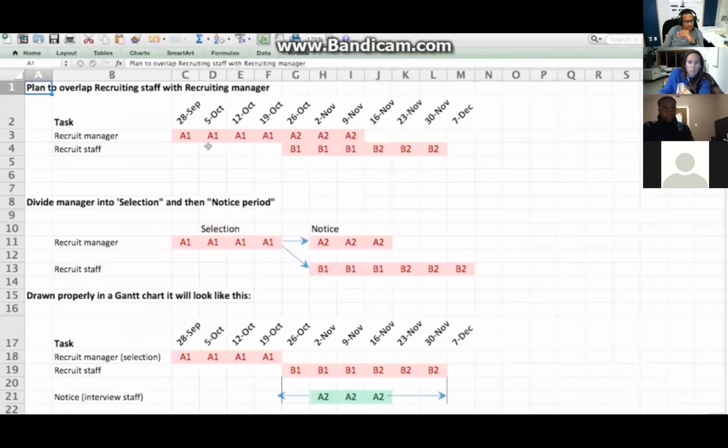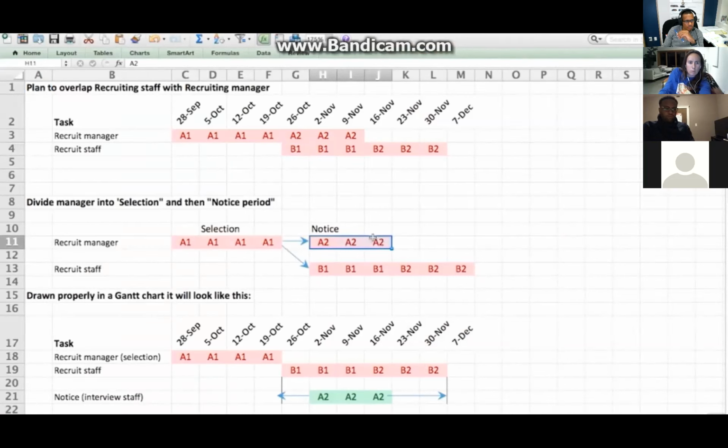Let's say we're planning to overlap recruiting the staff with recruiting the manager. So halfway through getting the manager, we're going to start getting the staff. We need to know exactly when we're going to start recruiting the staff. So either we divide the manager or the staff down further, as follows. We could divide the manager into selecting the manager, that'd be interviews, etc., and then the notice period. We have to wait for the manager to work their notice.